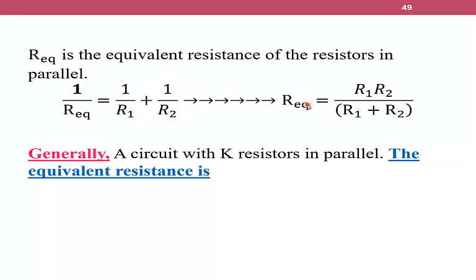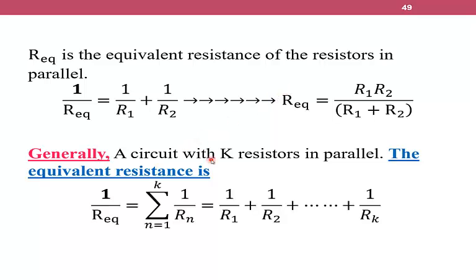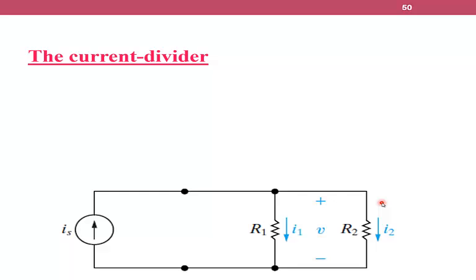And we have a special case here. If we have two resistors connected in parallel, it means that R1 multiplied by R2 over R1 plus R2 equals the R equivalent. So generally, a circuit with k resistors in parallel has the equivalent resistance as follows: 1 over R equivalent equals the summation of 1 over R1 plus 1 over R2 and so on.